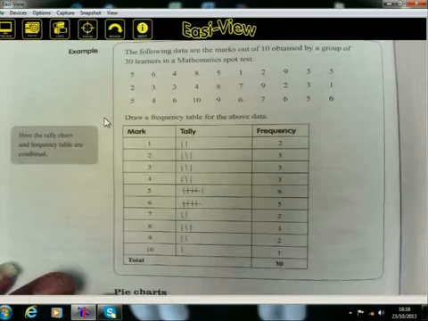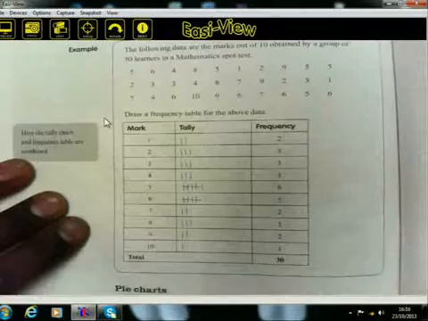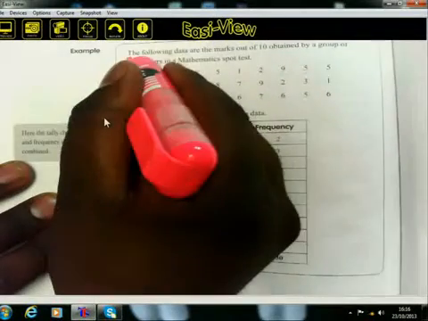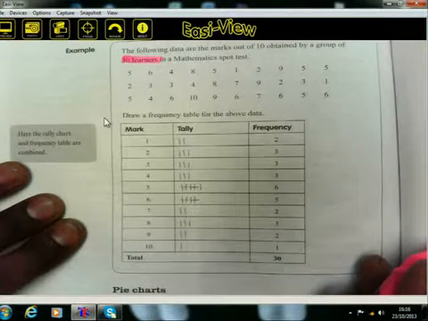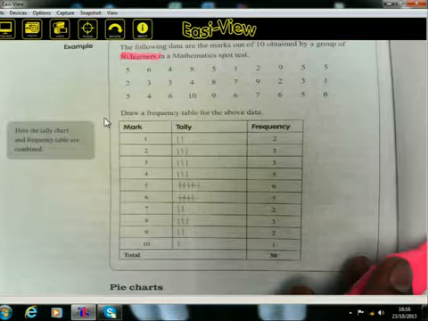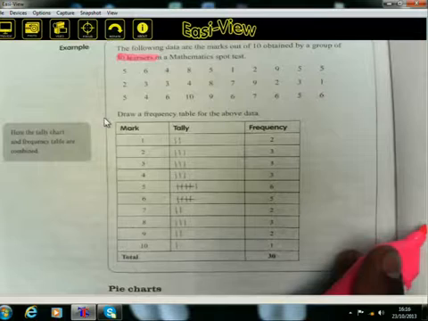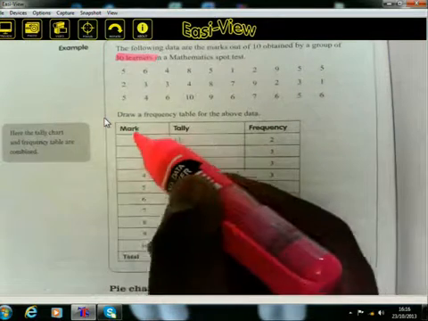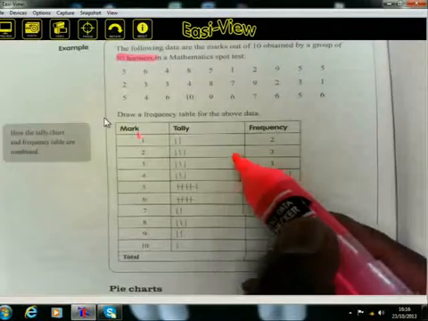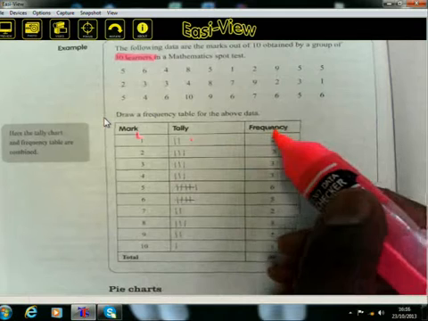Remember, we are given that this test is out of 10. And how many learners wrote? 30 of them. 30 learners wrote the test. Now, what is important here? We write on our table. Did you see now? I drew a frequency table for the above data. The first column is for the marks. The second one is the tally. The third column is the frequency.